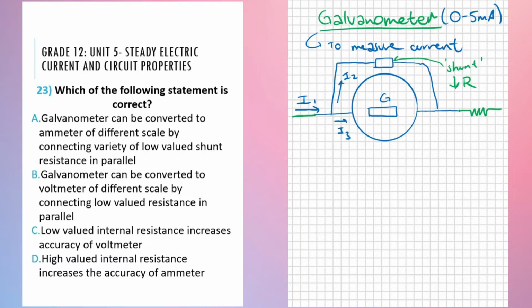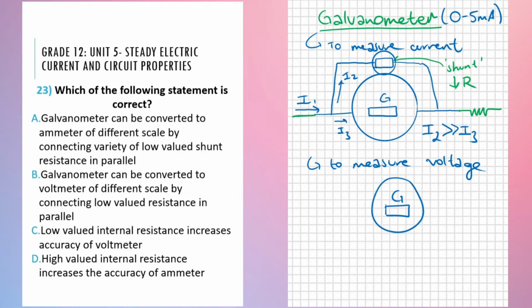When you create this low shunt resistance, most of the current will flow towards the resistance. In a sense, I2 will be much greater than I3. So by using this small resistance placed in parallel with the galvanometer, you can use the galvanometer as an ammeter. Alternatively, if you want to measure voltage, again, we can denote the galvanometer like so.